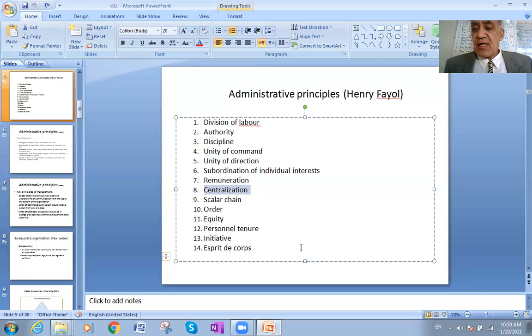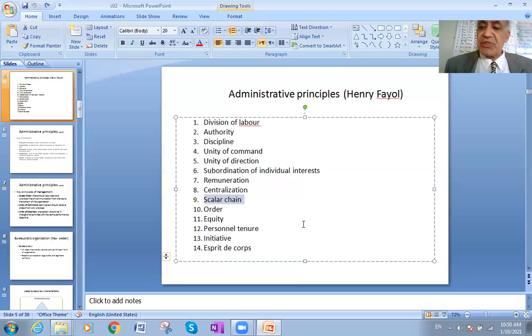Centralization means the power of taking decisions is in only one hand, or is not decentralized between many departments. Only one department, only one person is responsible for decision making. It's called centralization. Scalar chain means the hierarchy.